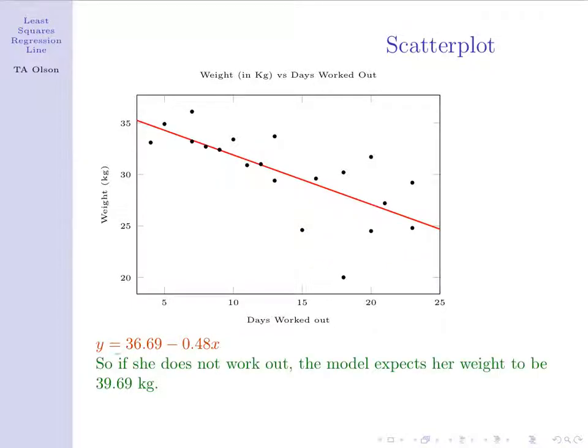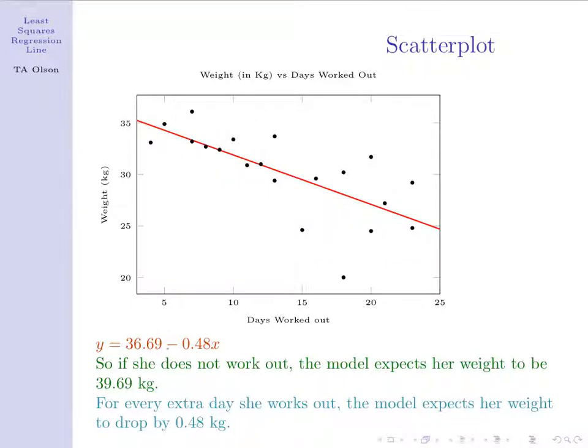So the intercept, 36.69, tells us that if she does not work out, so our x is 0 days worked out, this model expects her weight to be 36.69 kilograms. That would be where our intersection would be.